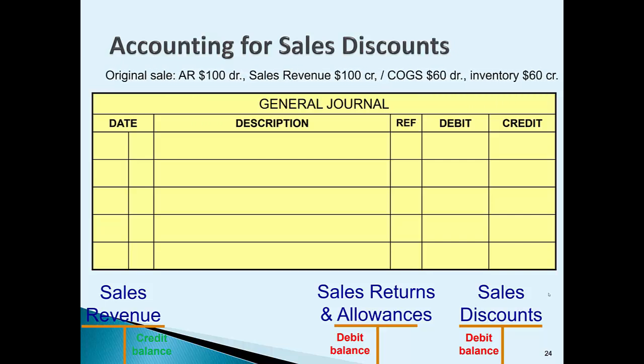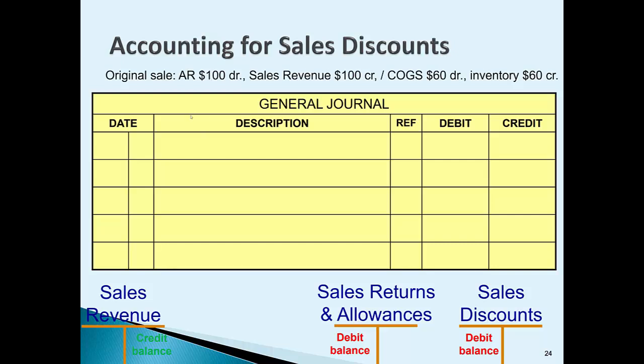Okay, now we're going to learn how to account for a sales discount. So let's assume the original sale was we increased AR with a debit, $100, and we increased sales revenue, $100 credit. And then cost of goods sold was increased with a $60 debit, and inventory was lowered for a $60 credit. So what this is saying is we sold inventory that cost us $60, and we sold it for $100, but it was sold on account for AR instead of cash.